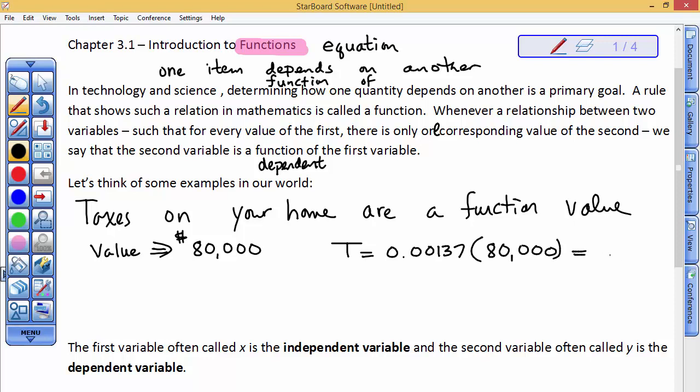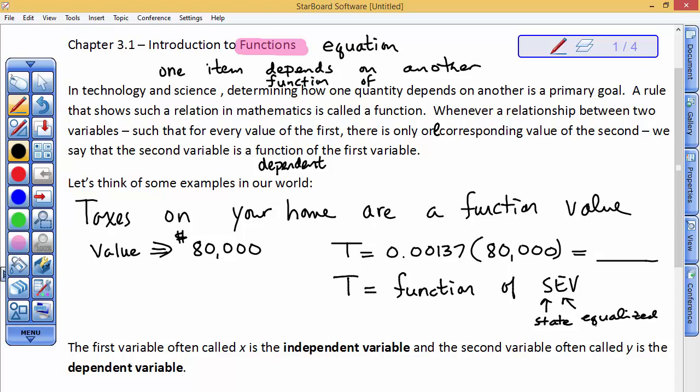And actually, your taxes are a function of what's called your SEV, the state equalized value of your home. And so the state has a formula, and they use that state equalized value to calculate your taxes if you live in the city of Battle Creek in a particular school district, funding district. And for anybody in that district, they pay their taxes as a function of their SEV with a particular formula. So our taxes are dependent on the value of our home.